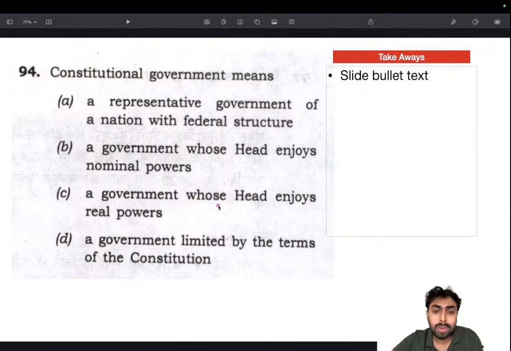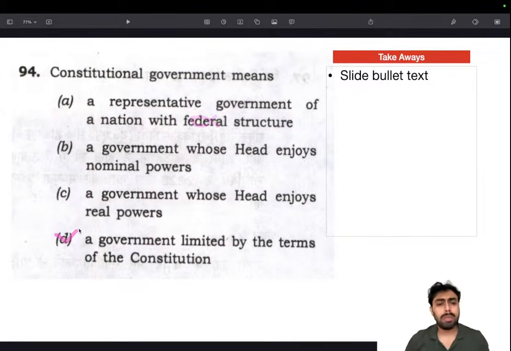Okay, a government whose head enjoys real powers. The case of USA. USA also has got a constitution. So these both cannot be right. So that's one way you can eliminate both. And a representative government of a nation with federal structure. Not really necessary, because a constitutional government can have a non-federal structure. It doesn't necessarily need to have a federal structure. So that's also gone, and we can arrive at the answer logically.